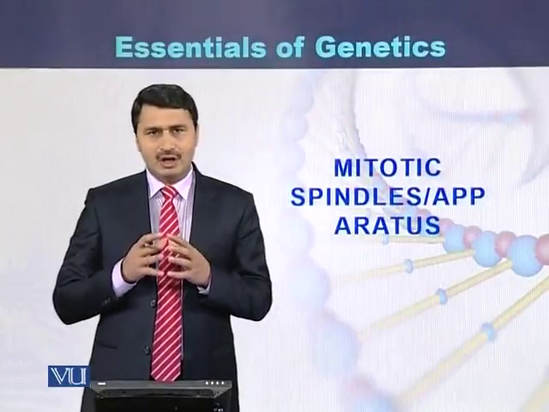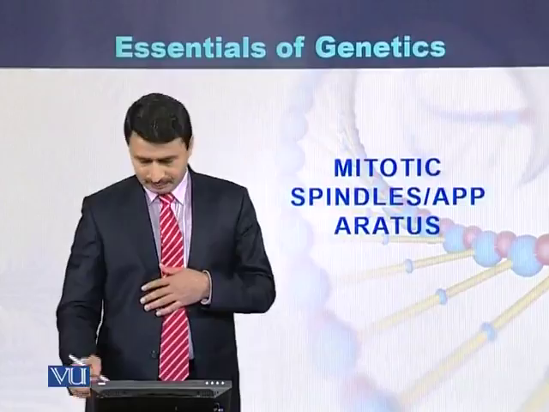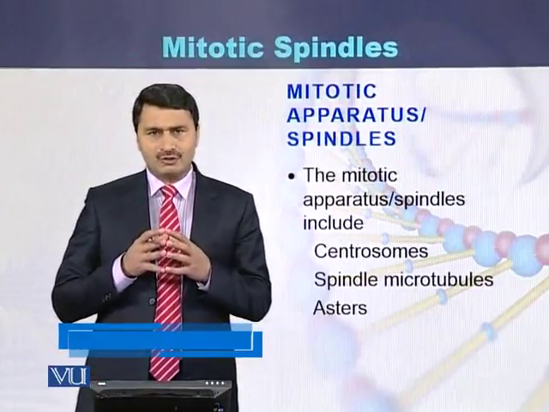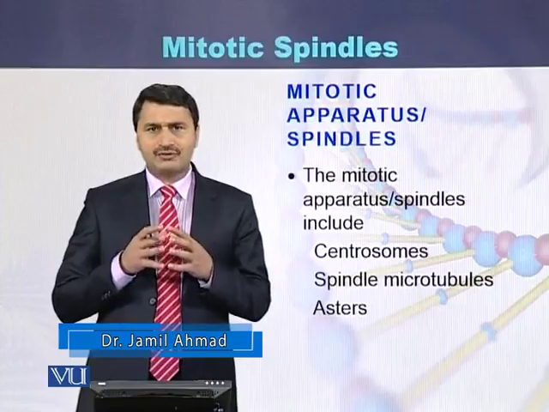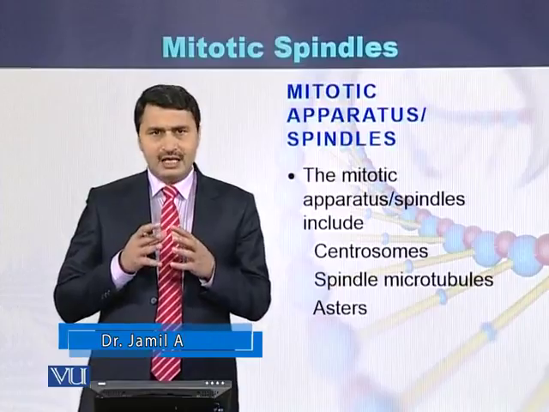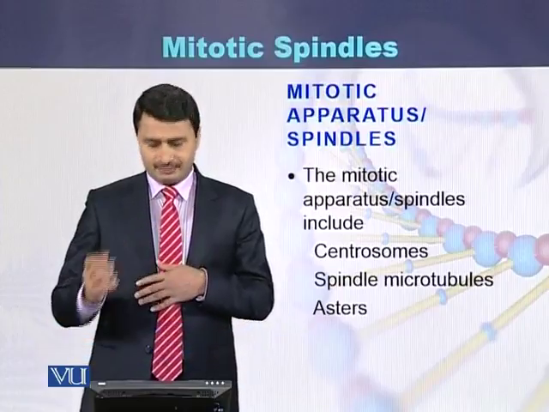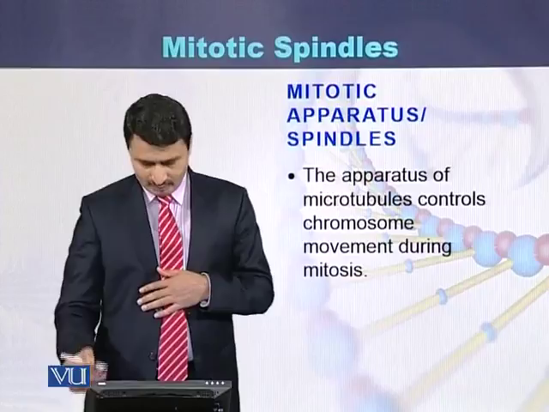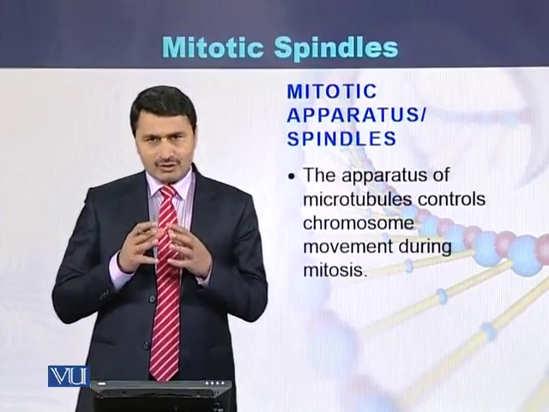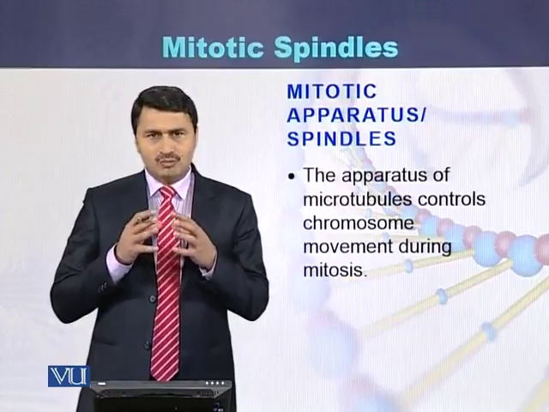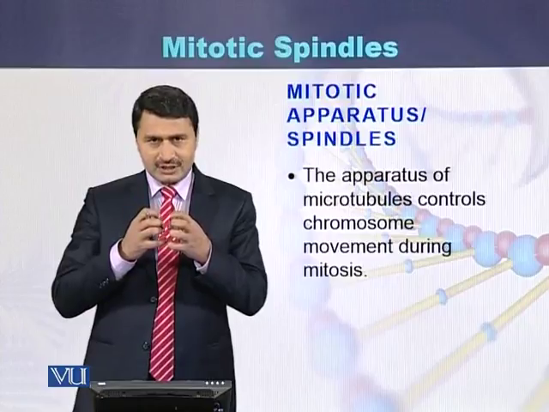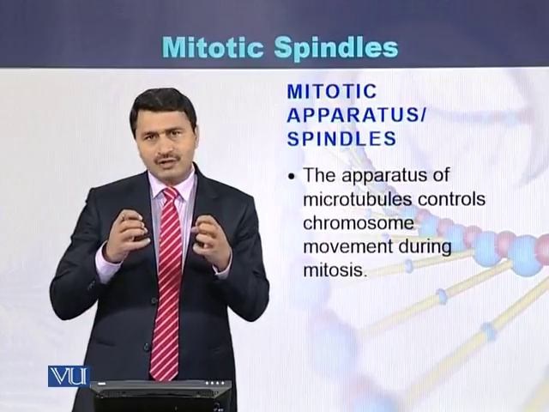Mitotic spindles or mitotic apparatus. The mitotic spindle or mitotic apparatus consists of three things: centrosomes, asters, and spindle fibers. The function of the mitotic spindle apparatus is to move the chromosomes from the metaphase plate towards the poles of the cell.